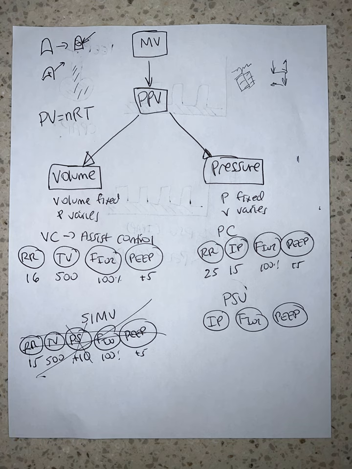But again, pressure is fixed here. Every time the patient takes a breath, when it senses a breath, it gives whatever burst of pressure you dial in. Pressure support is usually used for weaning or liberation, but people misunderstand that, because if I dial in enough pressure on the pressure support, I can do the exact same thing as assist control.